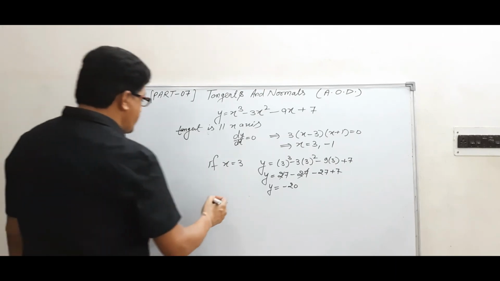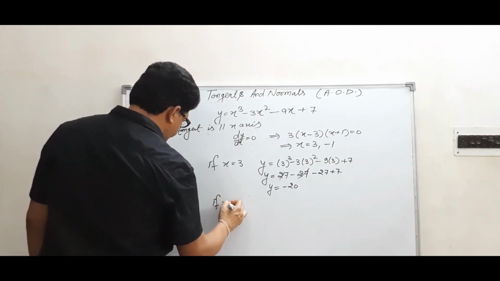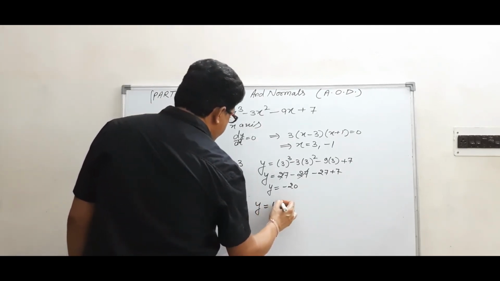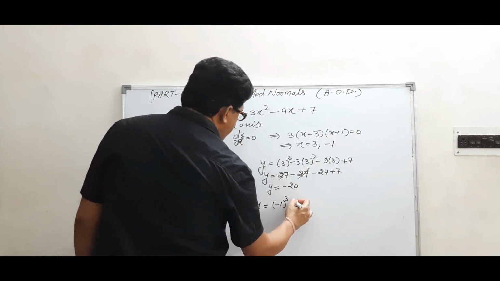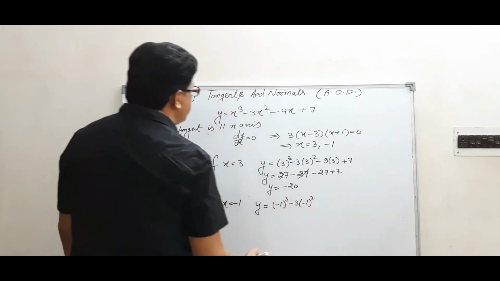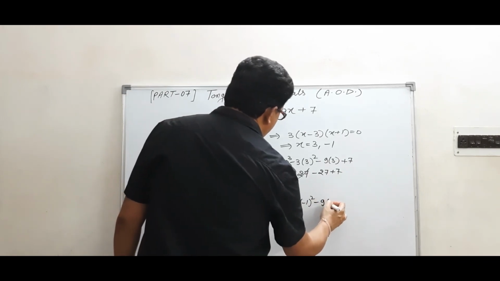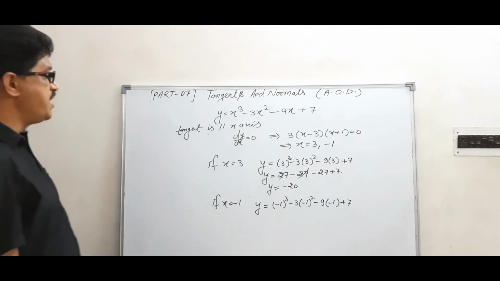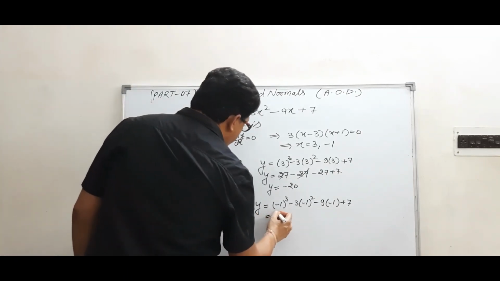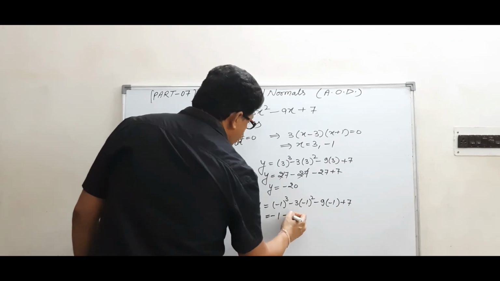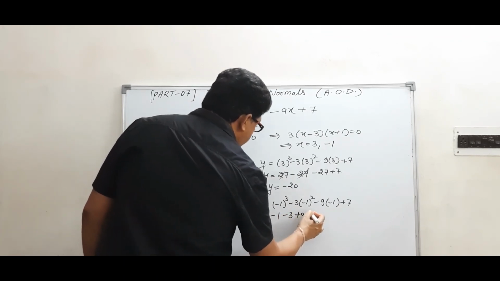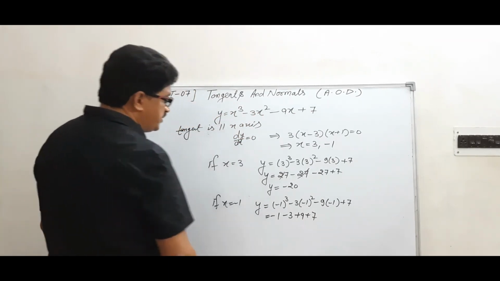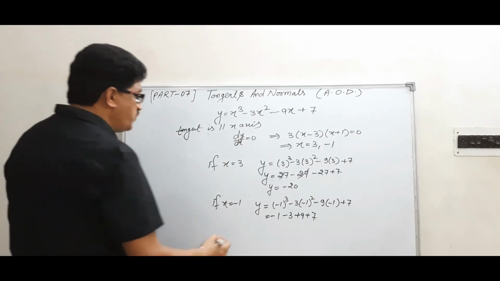If x is equal to minus 1, then y is equal to minus 1 cube minus 3 into minus 1 square minus 9 into minus 1 plus 7. Minus 1 cube will be minus 1, minus 3 plus 9 plus 7. So minus 4 plus 16 is 12.